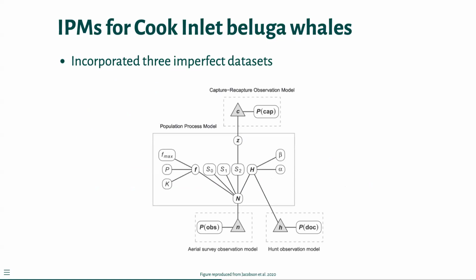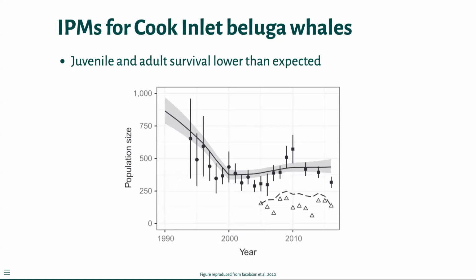Again, adult survival is influenced by, or can be informed by, capture-recapture data, and the aerial survey data provides information about the total abundance. We also acknowledge that the hunt data were collected imperfectly. They were surveys of households. Not all households were surveyed, and the surveys weren't conducted every year. So we acknowledge that there's some error associated with that. We estimated confidence intervals on this. They're just not showing up.